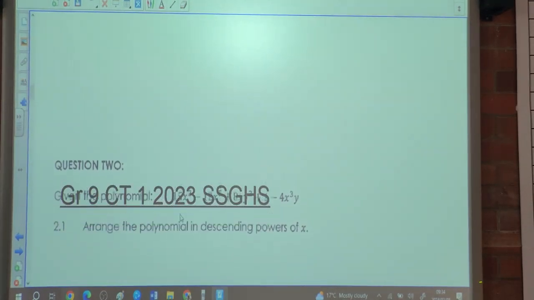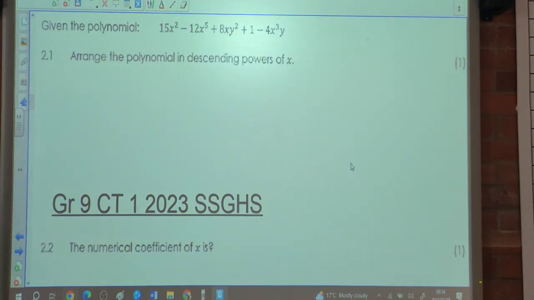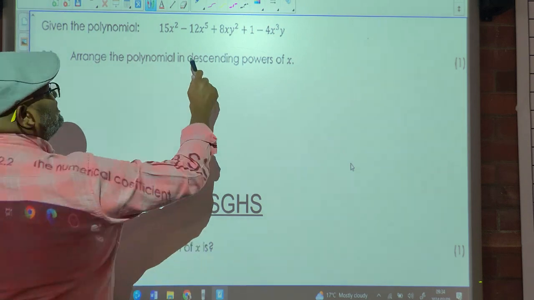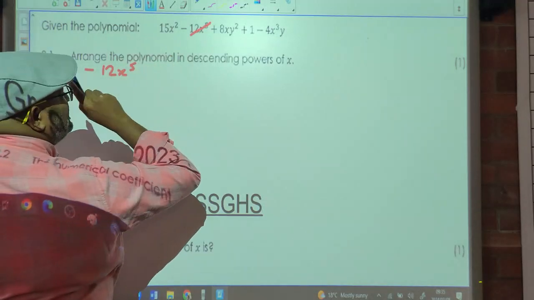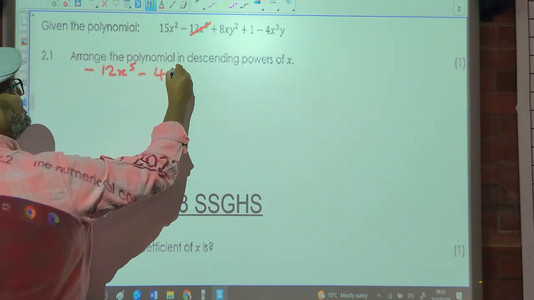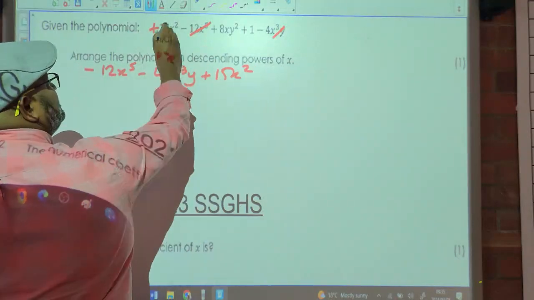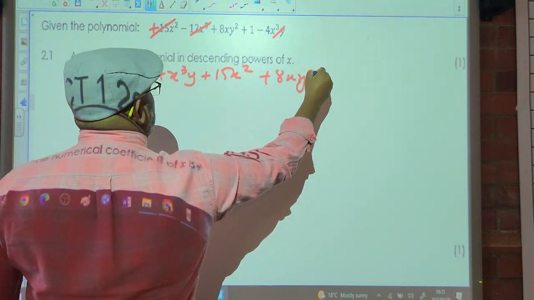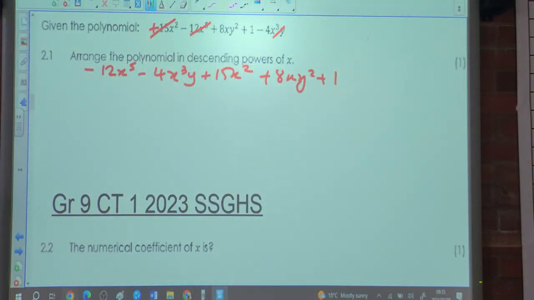Given a polynomial, there should be other questions following soon. So given the polynomial 15x squared minus 12x cubed, 12x to the exponent 5 plus 8xy squared plus 1 minus 4x cubed y. Arrange the polynomial in descending powers of x. So descending means what? Biggest to smallest power of x. I'm not worried about the y. So the biggest is negative 12x to the exponent 5. And then negative 4x cubed y. Plus, remember there's no sign, so it's plus 15x squared plus 8xy squared plus 1. As you can see, x5, x3, x2, x1 and no x. So it's in descending powers of x.